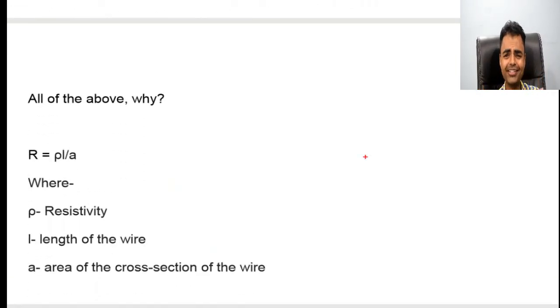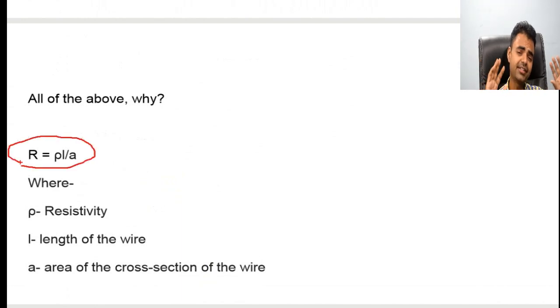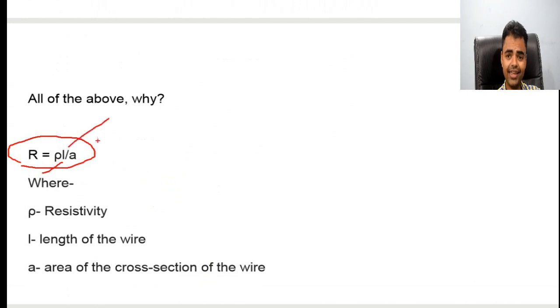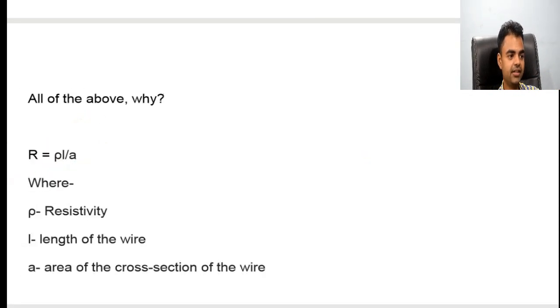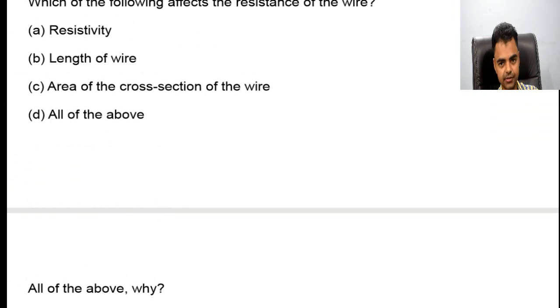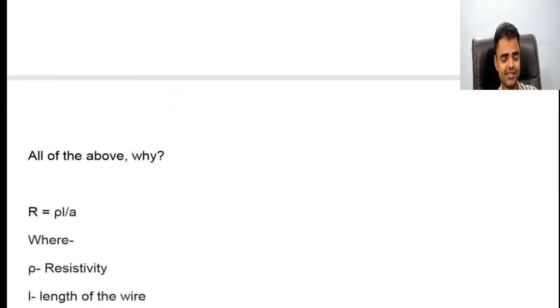For understanding this, we need to learn the formula: resistance R is equal to rho L by A. R is resistance, rho is resistivity, L is length, and A is area of cross section. What is the meaning of cross section? Suppose I have a pen and this is a wire. This is the area of cross section it is talking about. So resistance depends on these factors. That means option D is the correct answer for this question.